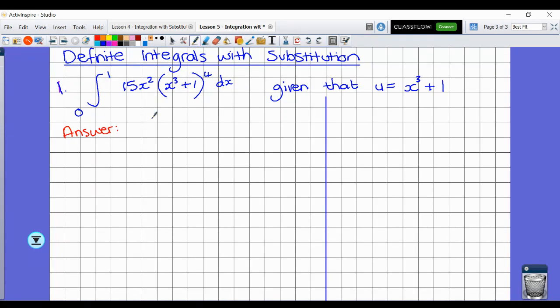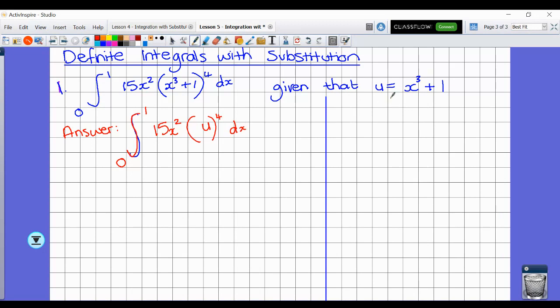Okay, so the first part of your answer is basically the exact same as what we've been doing over the past 2 days with lesson 3 and 4. Look at our substitution. Is there anything that we can swap out? Yes, there is, because it's the exact same as what's inside this bracket. So I'm just going to keep everything else the same. Between the limits of 0 and 1, 15x squared, that bracket can just change for u to the power of 4 dx. Okay, so nothing's different from what we've done before.